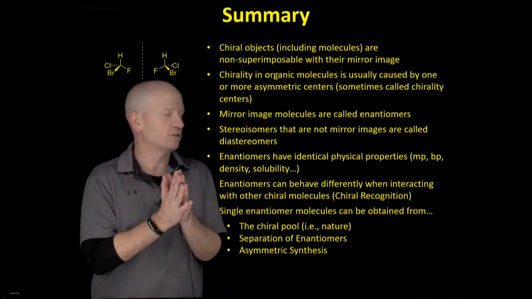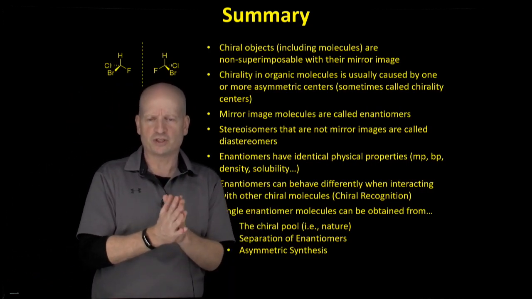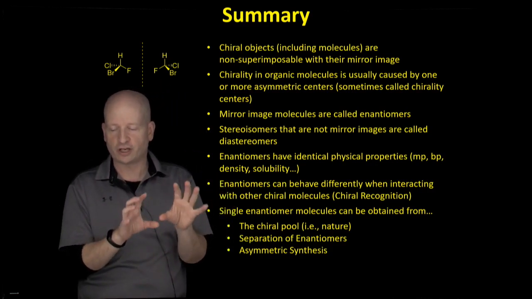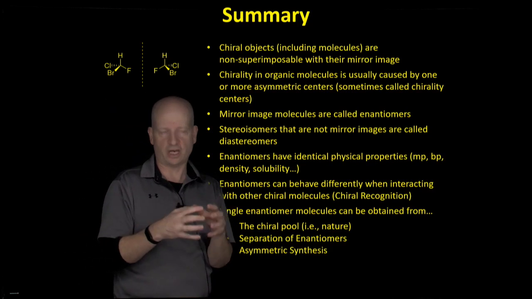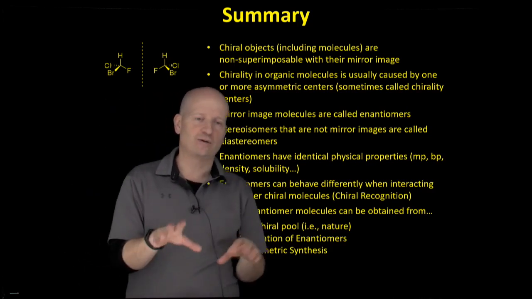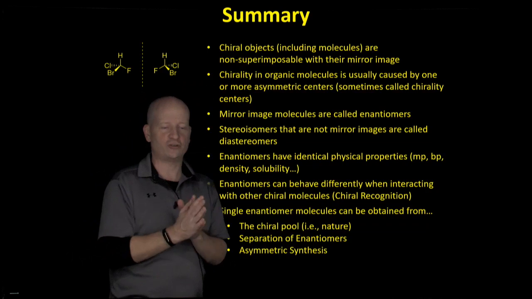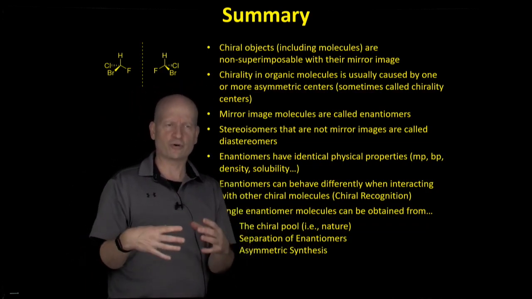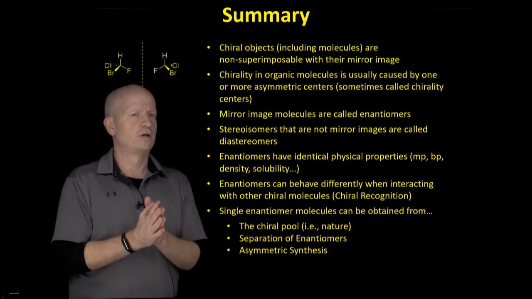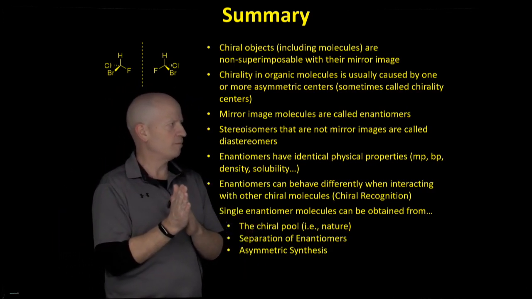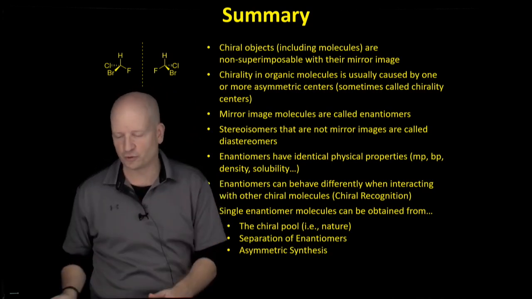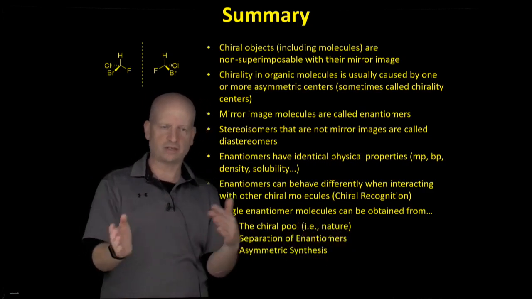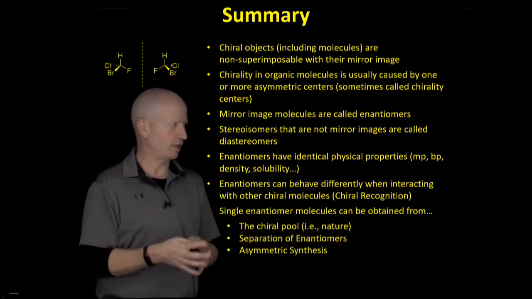And so just to summarize this unit here, chiral objects, including molecules, are anything that's not superimposable with its mirror image. Chirality in organic molecules is usually caused by one or more asymmetric centers. It turns out it's not the only way. We'll talk later about other ways that you can have chirality without asymmetric centers, but most of the chiral molecules you'll encounter in organic chemistry have at least one, if not more, asymmetric centers. Sometimes these are referred to as chirality centers. So if you hear the term asymmetric center or chirality center, they can be used interchangeably. I just prefer the term asymmetric center.